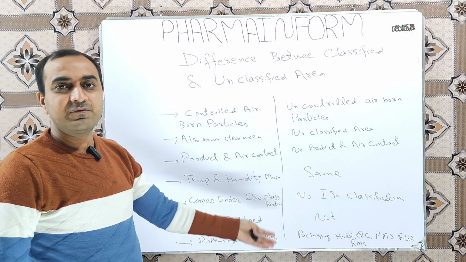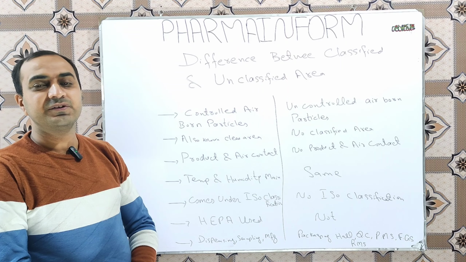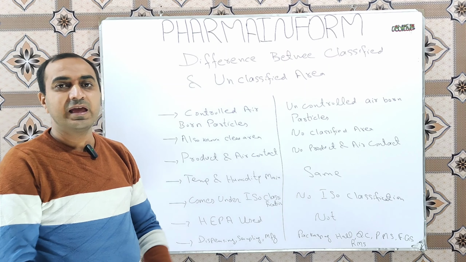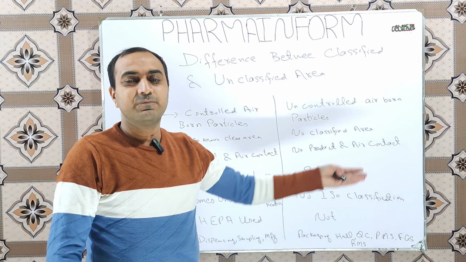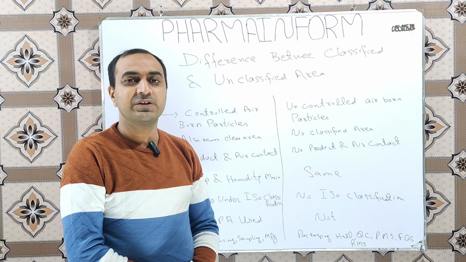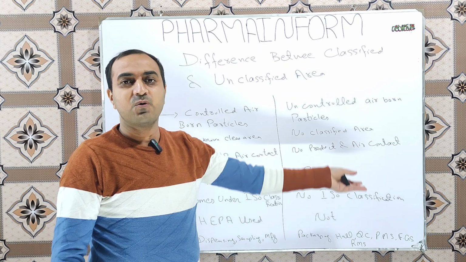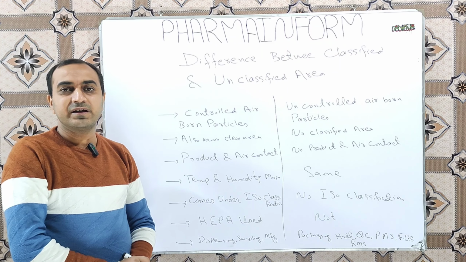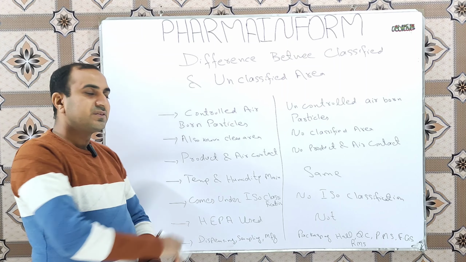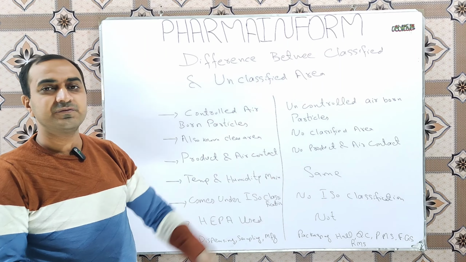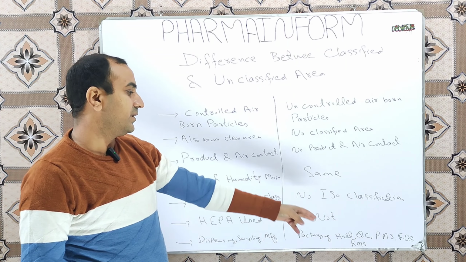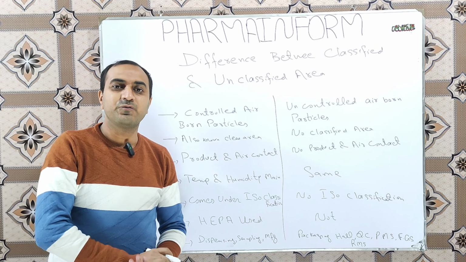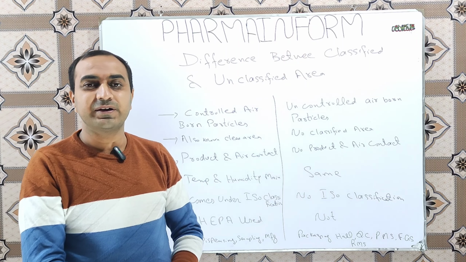One factor which is common for these areas is that we control temperature and humidity in our classified areas, and we also maintain temperature and humidity in our non-classified areas for human comfort. The next one is that classified areas come under the ISO classification system, and unclassified areas do not come under the ISO classification system. What are examples of areas which come under the classified areas?